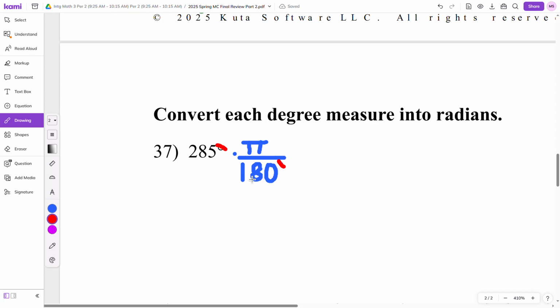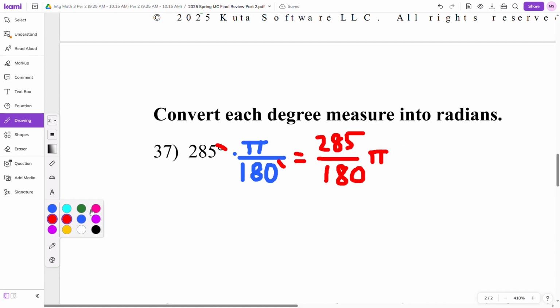285 and 180, what do they have in common? How can I simplify that fraction? So what I'm saying is this is 285 over 180 pi, but I can simplify that fraction. And so I'll just take out a common factor. I can see they're both divisible by 5 because they both end in a 5 or 0. So I'm going to divide top and bottom by 5. That's going to give me 57, and on the bottom, it's going to give me 36.